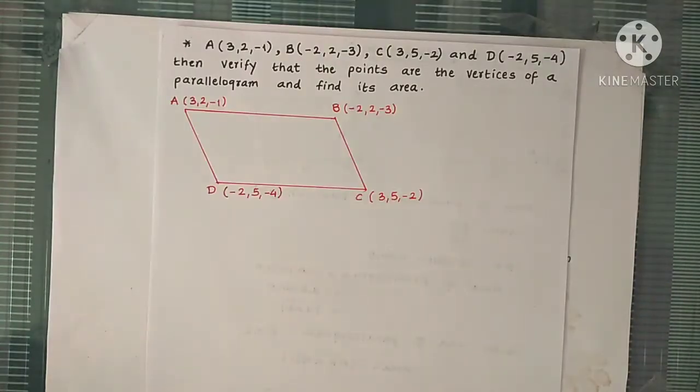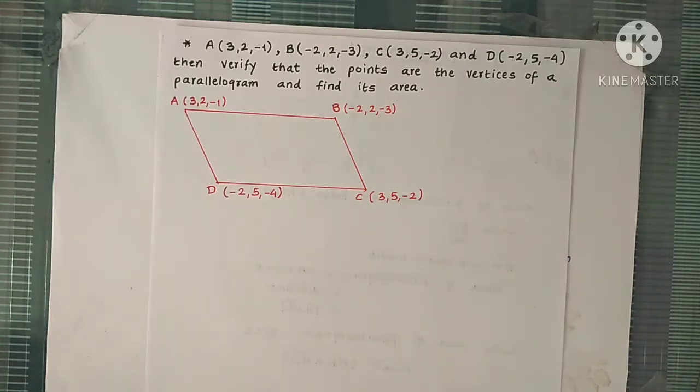Let's solve one more question based on this formula. Here A, B, C and D are given. First of all, we have to verify that these points are vertices of a parallelogram, and after that, we have to find the area of the parallelogram. So let's verify whether these points are vertices of a parallelogram.